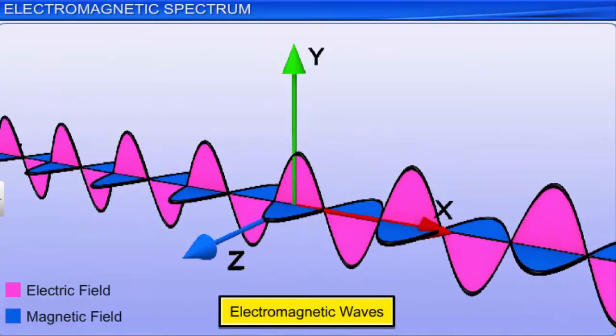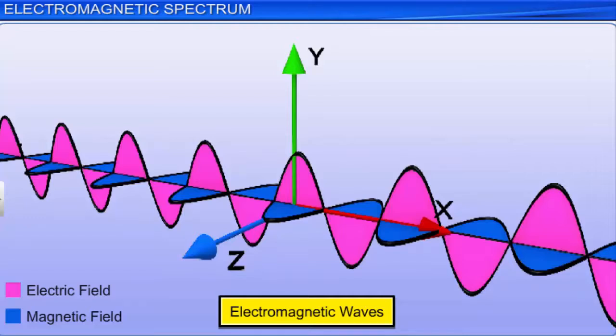Electromagnetic waves consist of oscillating electric and magnetic fields which are mutually perpendicular to each other and also perpendicular to the direction of propagation of the wave. For example, if electromagnetic wave propagation is along the positive x-axis, then the oscillating electric field could be along the positive y-axis, while the magnetic field could be along the positive z-axis. Thus, electromagnetic waves are transverse waves.